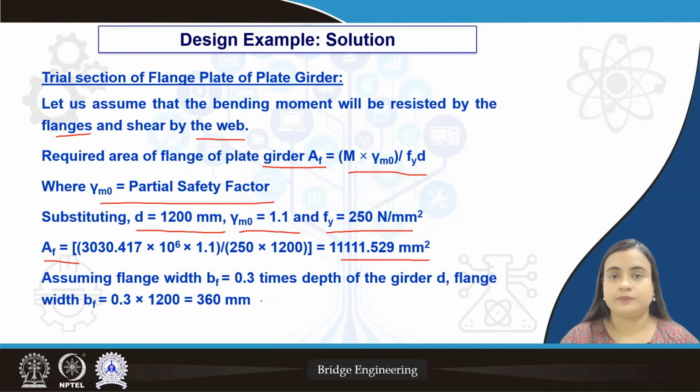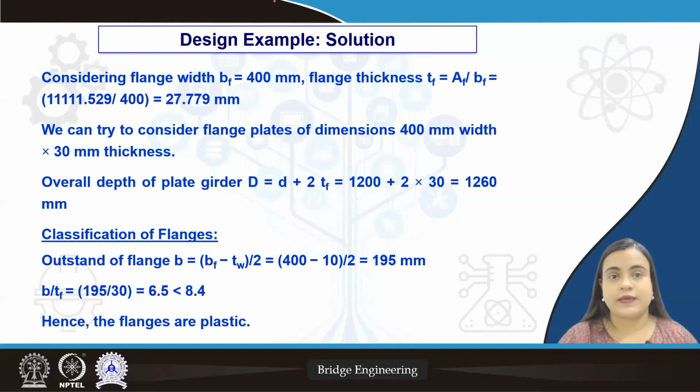So once we apply the magnitude of all the parameters, area of the flange Af turns out to be 11111.529 millimeter square. Now if we assume that the flange width bf will be equal to 0.3 times depth of the girder D, the flange width bf will be 0.3 times 1200, that is equal to 360 millimeter. So if we consider that the flange width bf will be 400 millimeter, flange thickness tf turns out to be Af by bf, that is equal to 27.779 millimeter. So we can try to consider flange plates of dimension 400 millimeter width times 30 millimeter thickness.